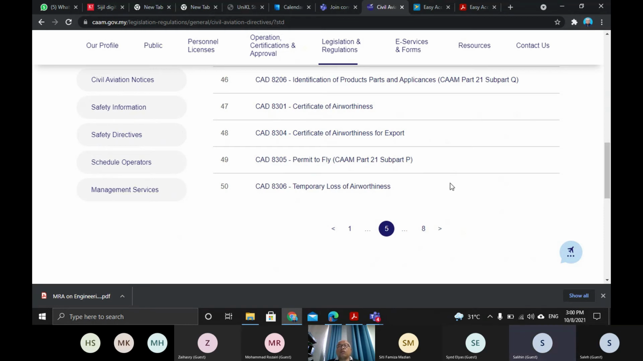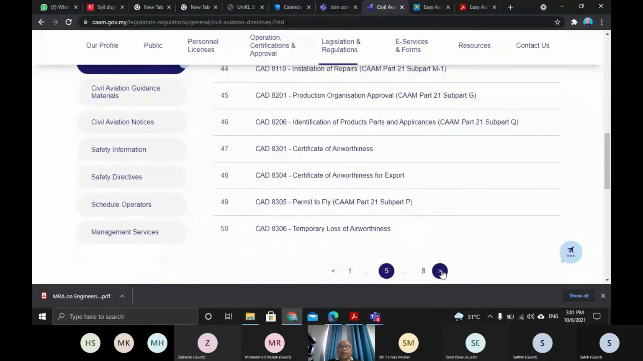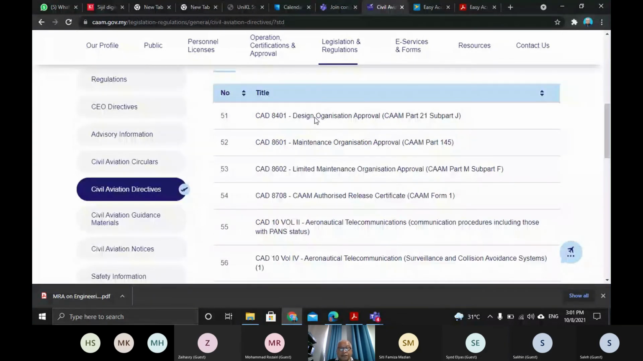So I want to make the flow clear to you. The first one in Part 21 is Part 21 Subpart J. Why Subpart J? Because aircraft must be designed by a design organisation position. You take note, 8401 first. Once there is an 8401 design, you can say you want to apply for a TC.